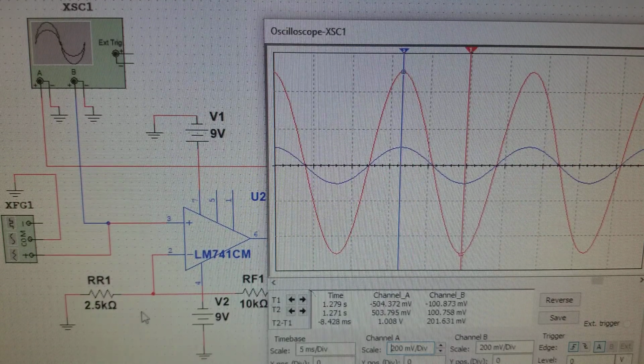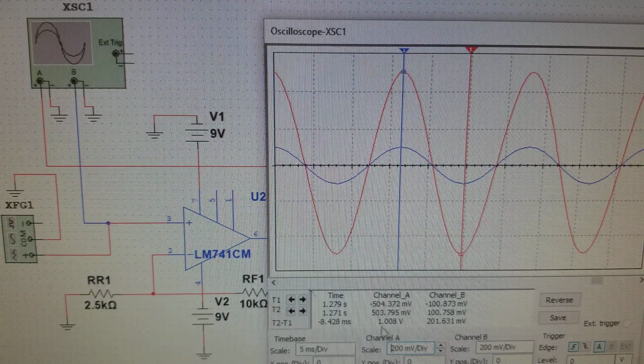So now with our RR1 set to 2.5 kiloohms, you see that our output voltage is at 1 volt, whereas our input voltage is still at 201 millivolts. So to calculate gain, you divide 1 volt by 201 millivolts. That gives you a gain of about 5. You can still see that our input sine wave is in phase with our output sine wave.